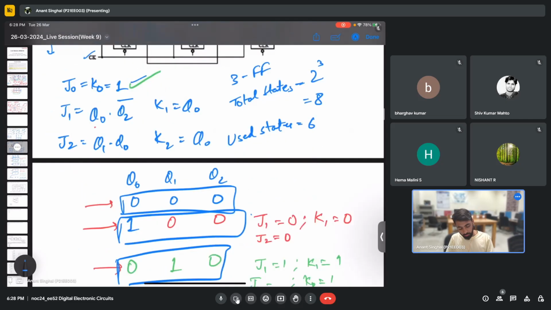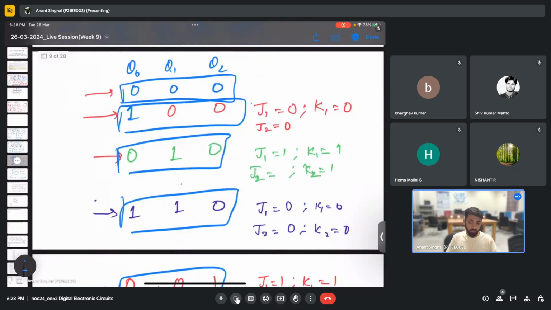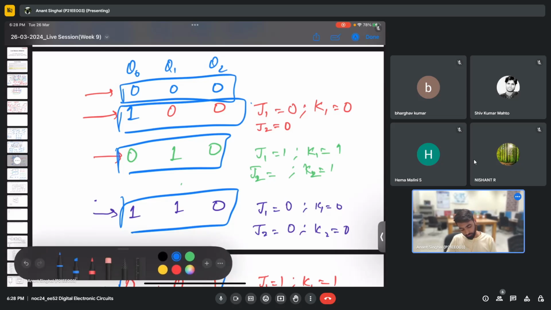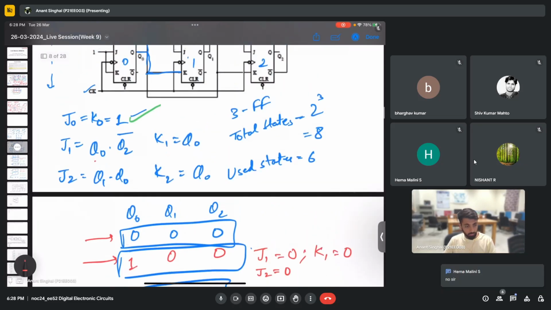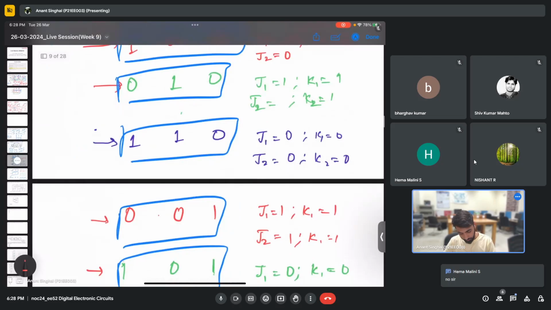Is there any doubt in this particular question? Because it requires some knowledge of these flip-flops and how they work. Is there any doubt? Anyone? No, sir. Okay, fine. So let's proceed then.